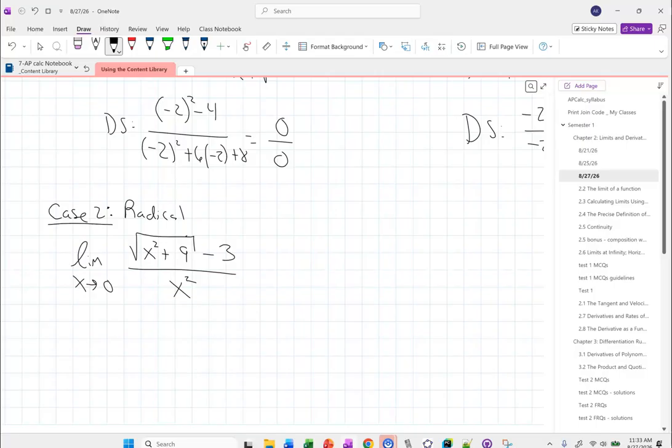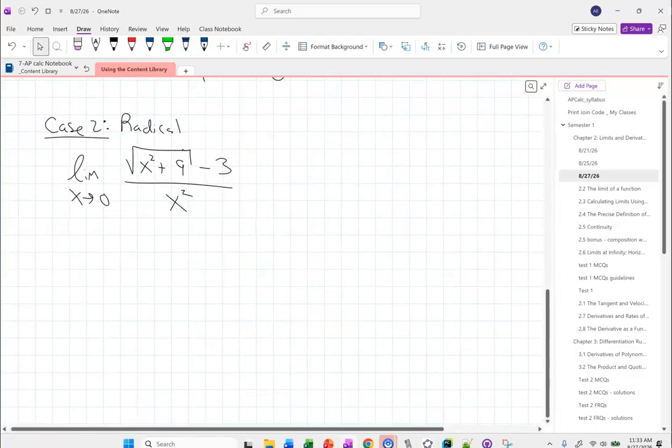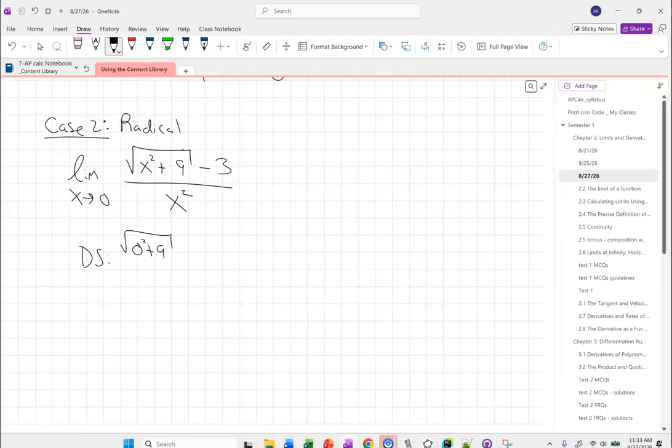So again, we want to start the same way, right? We want to start with that direct substitution. If I do that, I get that indeterminate form, right? What was the trick here if I have a rational thing, or a radical? Yeah, let's multiply by the conjugate.